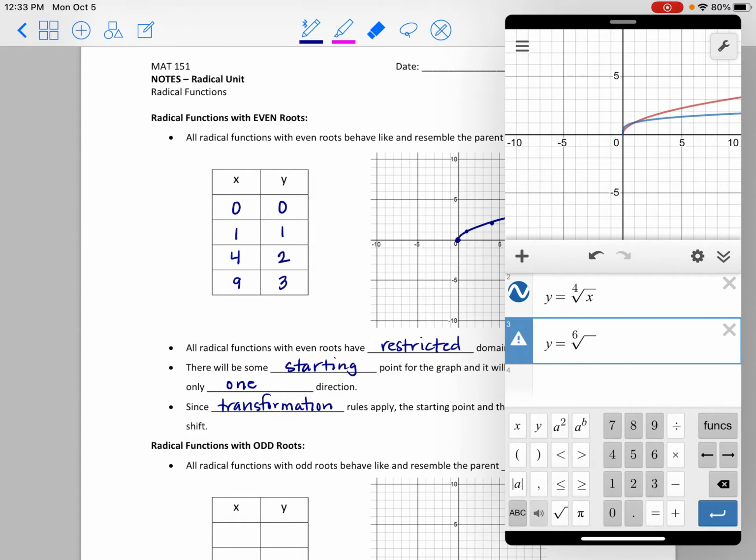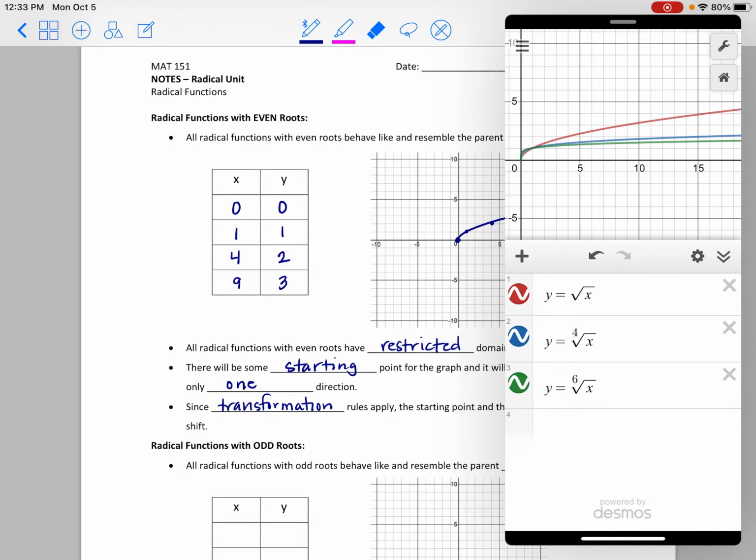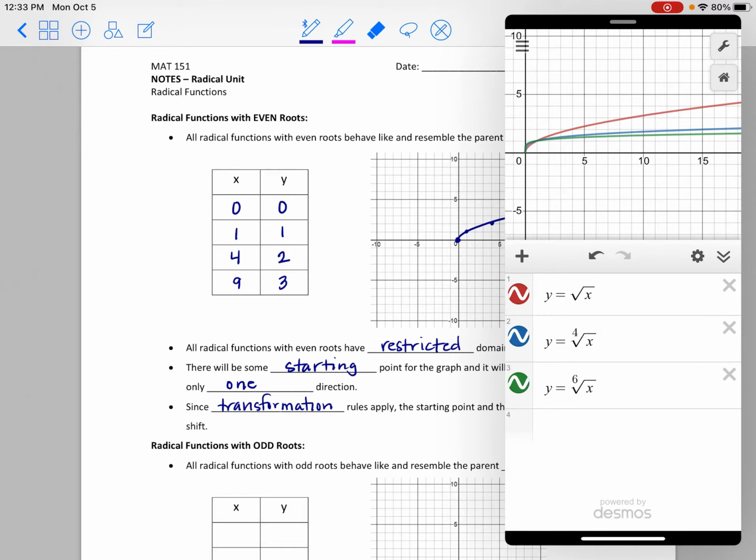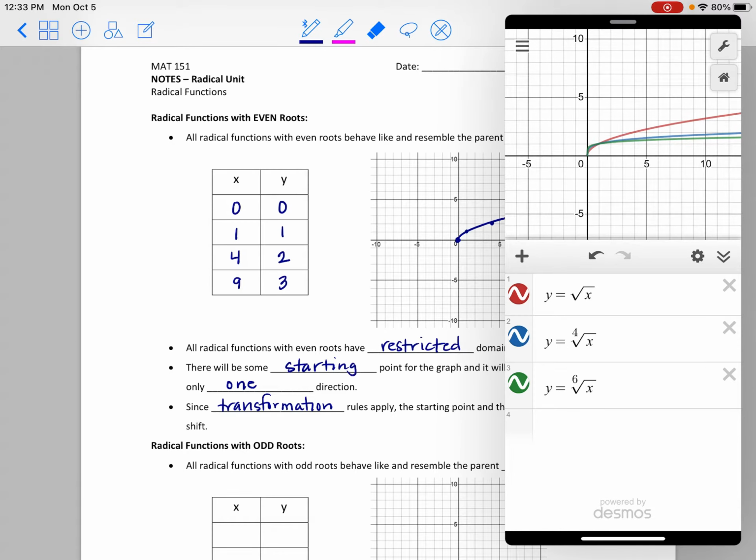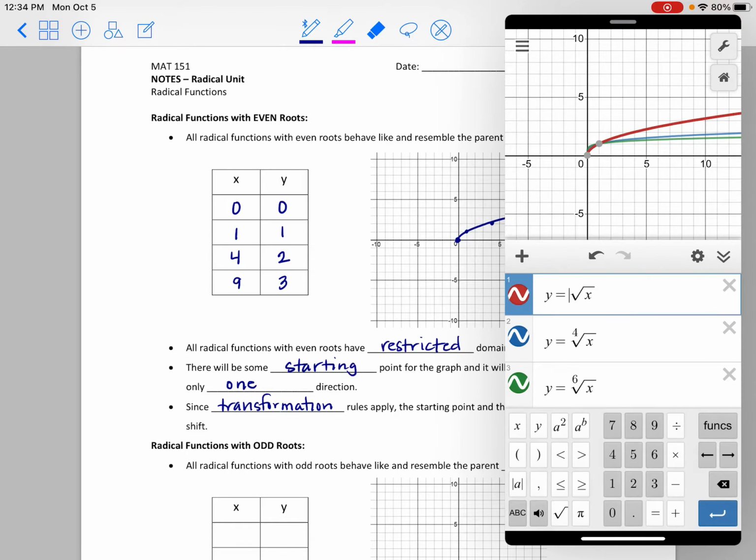Again, the same behavior, where it's the green one now, where you have that starting point and you continue forever in the one direction. It's a little more compressed, but same behavior. All even roots are going to have a starting point, and then you'll go forever in one direction. Now again, you could flip this around.